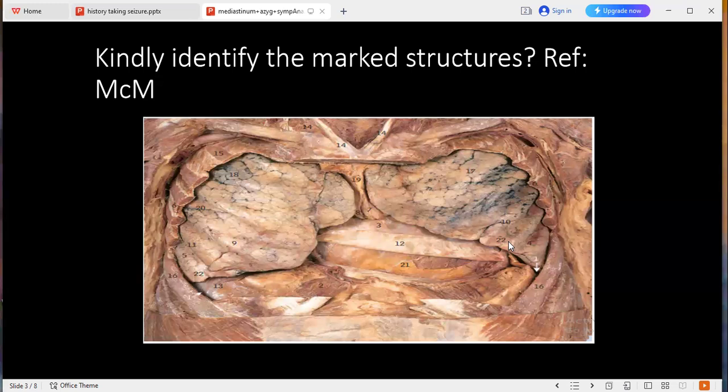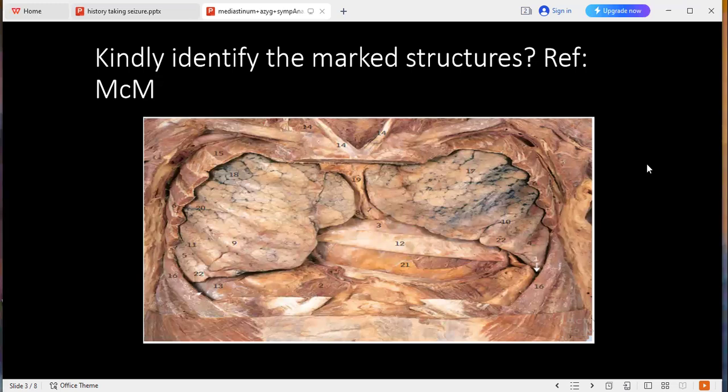All the organs of the chest or the thorax are divided in certain categories. Have you heard of the word mediastinum? Yes. Can you please define the term? Mediastinum is the place in between the two lungs and the pleura. It is divided into different parts: superior mediastinum, anterior mediastinum, posterior mediastinum, and middle mediastinum.